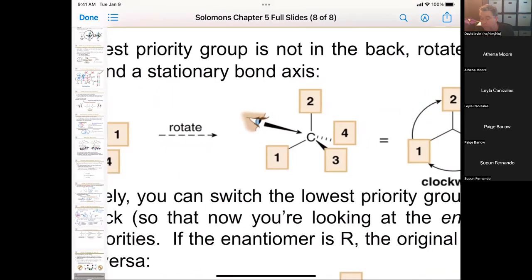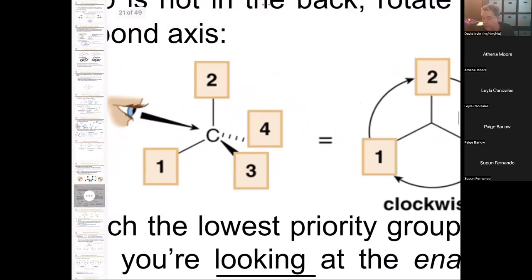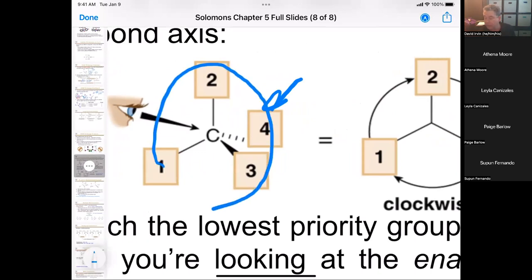There's another way to do it called the pinwheel, where you actually redraw the structure such that you've rotated it around. Sometimes people like that. If we do that, we rotate it around so the 4 is on the back now. All we've done is rotate it around by 120 degrees. So now we can see our 1 here and our 2 here and our 3 here. And it's going in a clockwise fashion, which means it is R. So pick one way to do it and then do that very well.